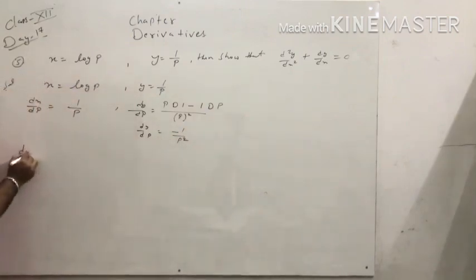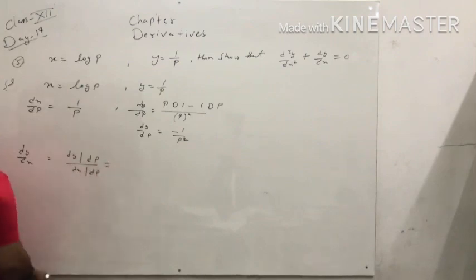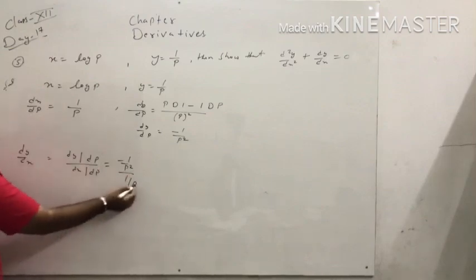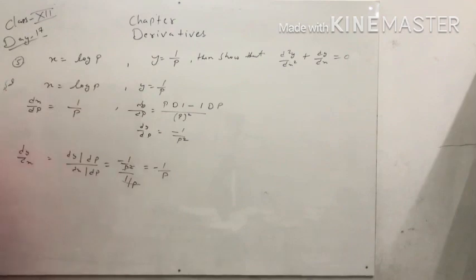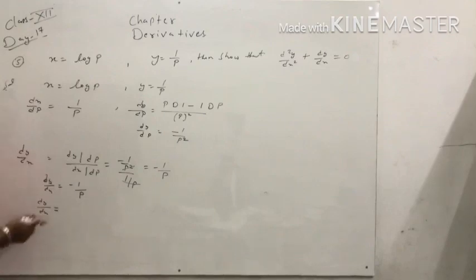Now we have to find first of all dy/dx, that is dy upon dp over dx upon dp. Now what is dy upon dp? Minus 1 by p square upon 1 by p. So this cancels out. This becomes minus 1 by p. So the value of dy/dx is minus 1 by p. Now what is the value of 1 upon p? y. So dy/dx plus y equals to 0.